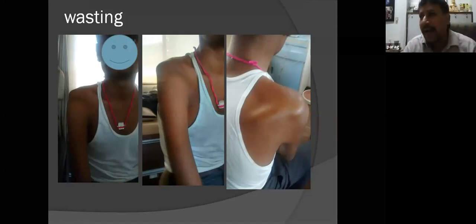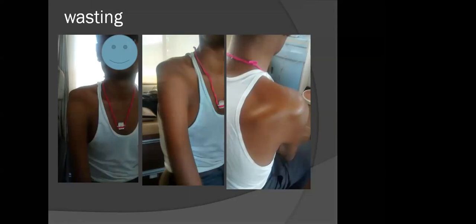He looks a very young guy. Anybody, residents? Recurrent shoulder dislocation. Yes, anybody?